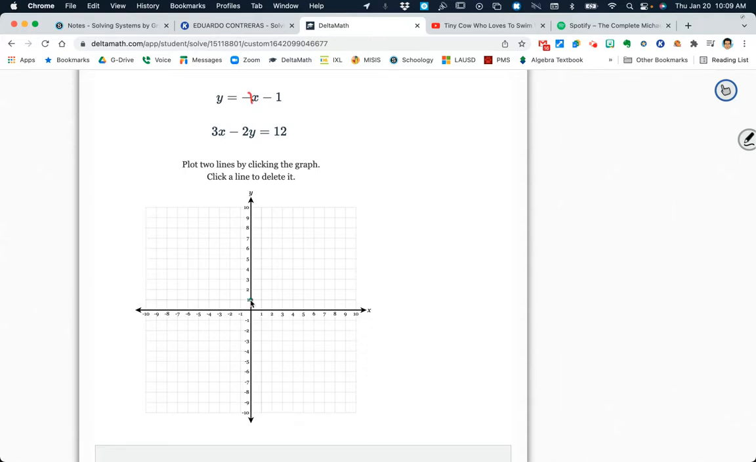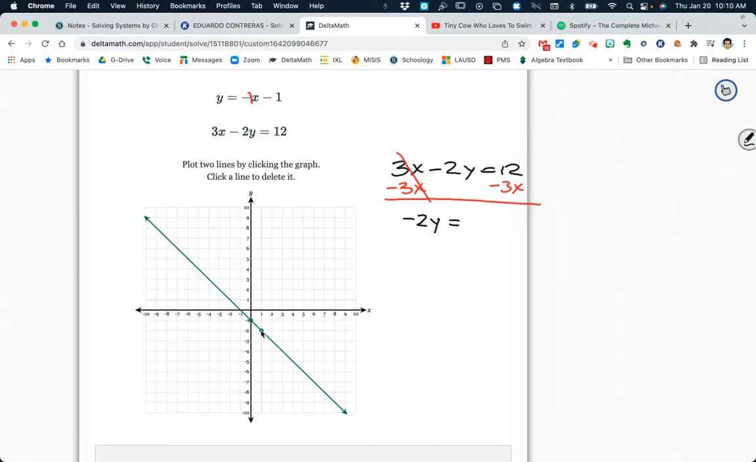Negative 1 is our first point. Go down 1 over 1. Here's my first line. Okay, I have to rewrite the second one. So there it is. I have to get rid of 3x. Subtract 3x. Bring down the negative 2y equals negative 3x plus 12.